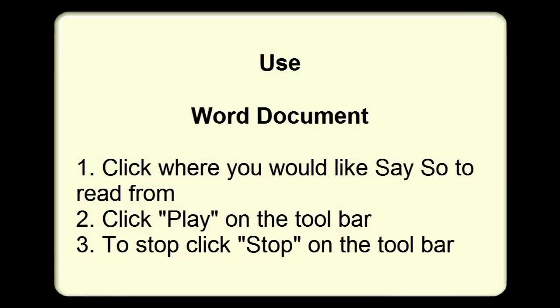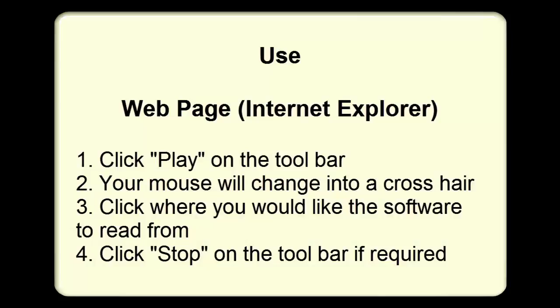So now it's just time for a quick review of the things that we've looked at in Dolphin SaySo. So the first thing is using it in a Word document. So you need to click where you would like SaySo to read from, and then click play on the toolbar on the left-hand side of the toolbar. Then, if you want it to stop, you just click stop on the toolbar up on the left-hand side. That play button will change from play to stop depending on what you're using it in. The same thing you'll see in a web page. So you click play, the toolbar turns into a crosshair, then you click where you would like it to read from, and then when you want it to stop, you click that play button that now is a stop button.